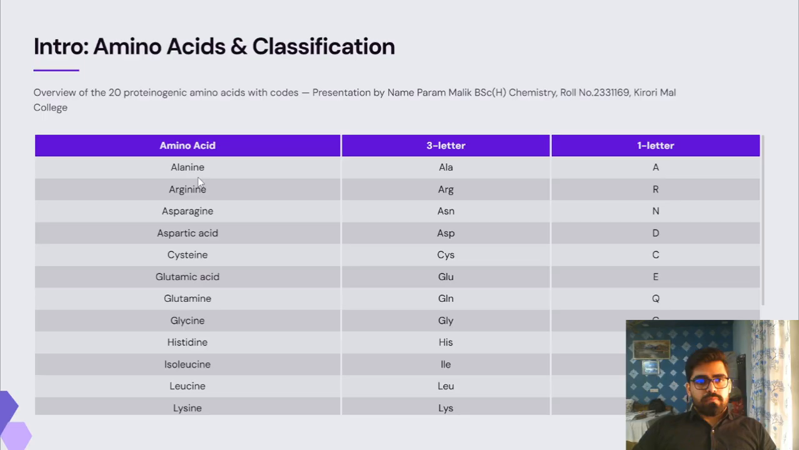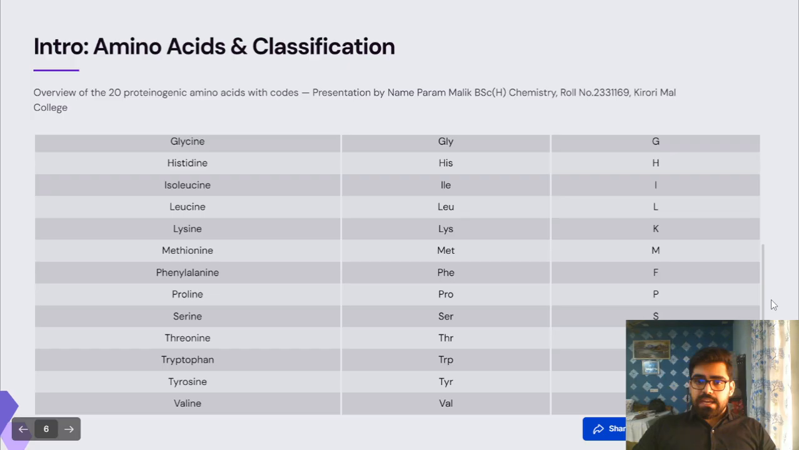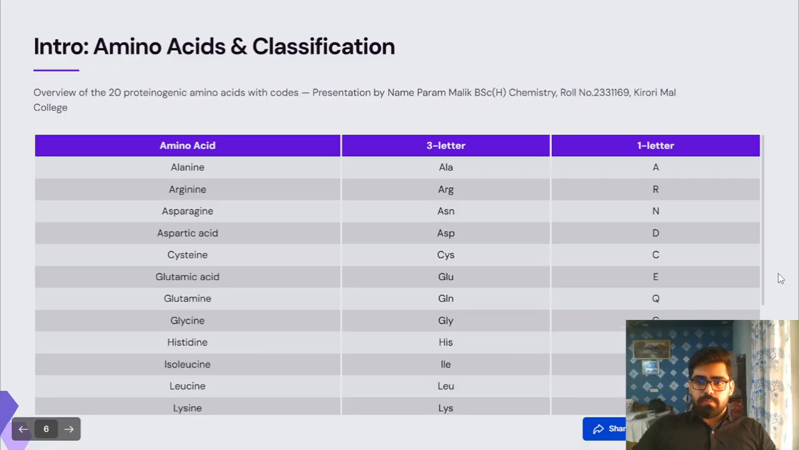So there are many more, like leucine, lysine, proline, serine. They are all different depending on the side chains they are linked with. Valine. So these are the basic 20 that we have to keep in mind. Going to the next part.